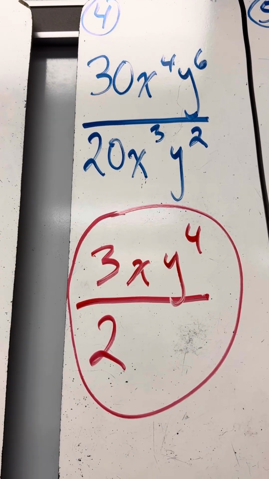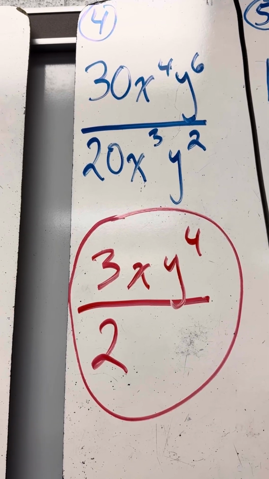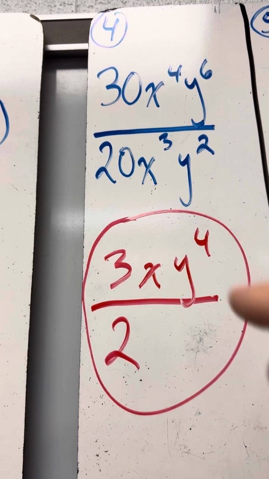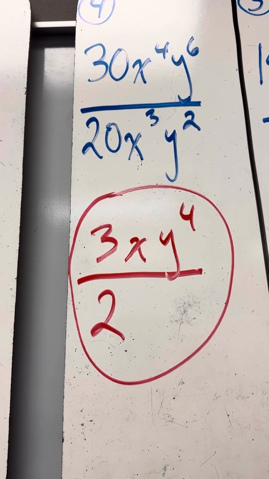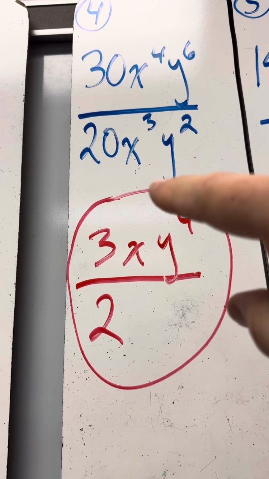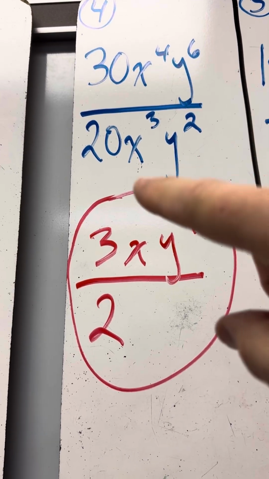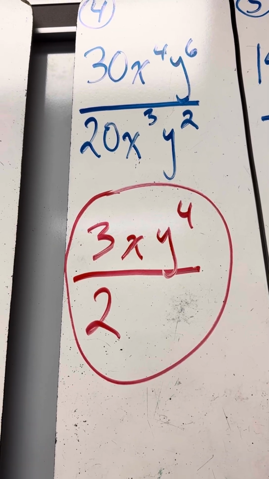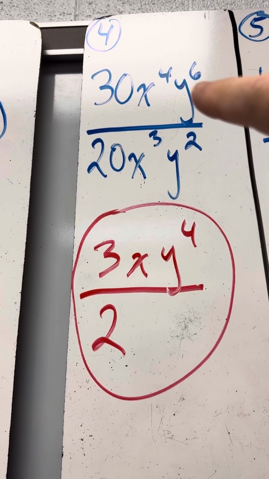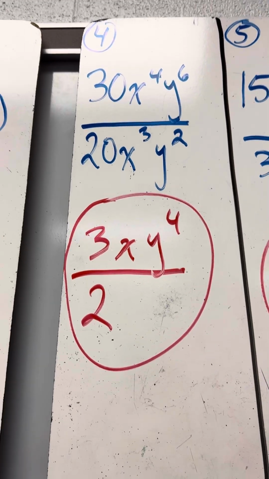Use your Desmos.com scientific calculator and put in 30 over 20 to get 3 over 2. And then x to the fourth over x to the third, you have 4 x's on top, 3 x's on the bottom. After 3 of them cancel, you're left with 1 x on top, right? Same thing for 6 y's on top, 2 y's on the bottom leaves you with 4 y's on top.